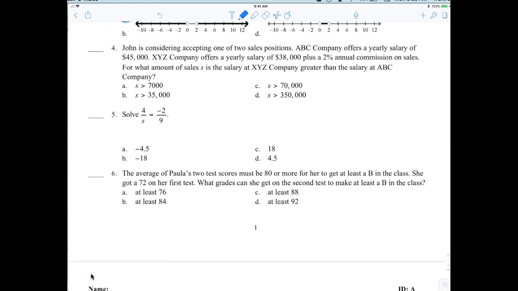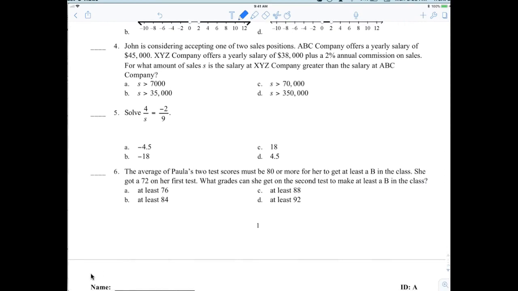Number 4, John is considering accepting one of 2 sales positions. ABC company offers a yearly salary of $45,000, and XYZ company offers a yearly salary of $38,000 plus 2% annual commission. For what amount of sales is salary XYZ greater than ABC? So we want XYZ. XYZ is offering you what? 38,000 plus what? Plus 2% of your sales. And ABC is just offering you what? 45,000.